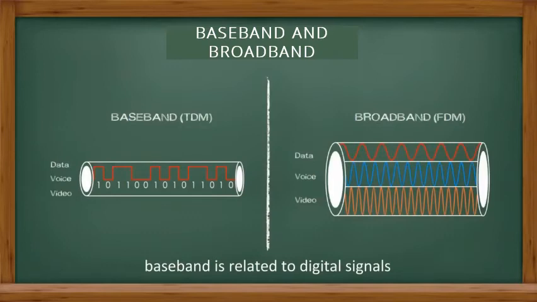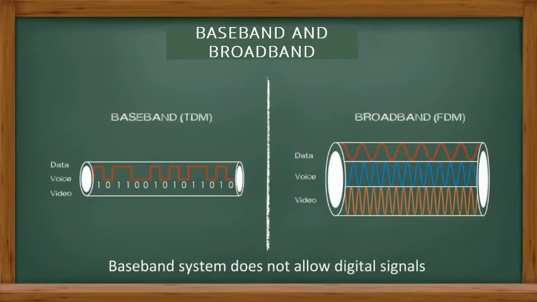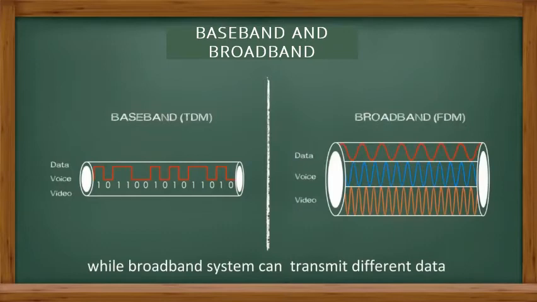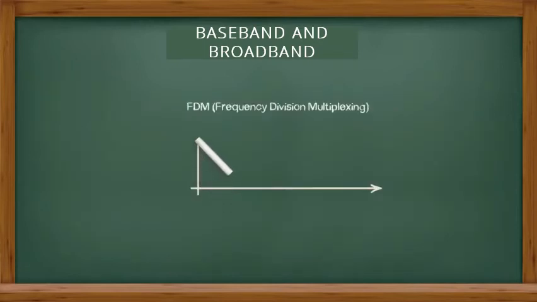Baseband is related to what we know as the digital signal, while broadband is related to analog signals. A baseband system does not allow digital signals to share one medium simultaneously, while a broadband system can transmit different data side by side at the same time.